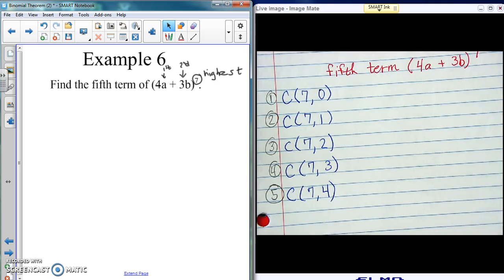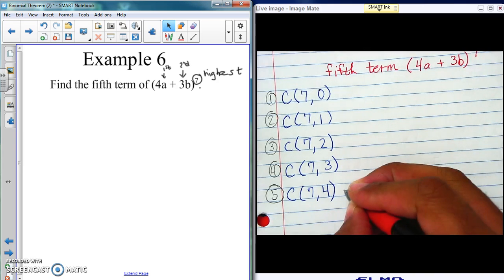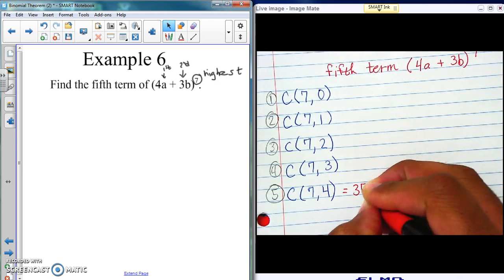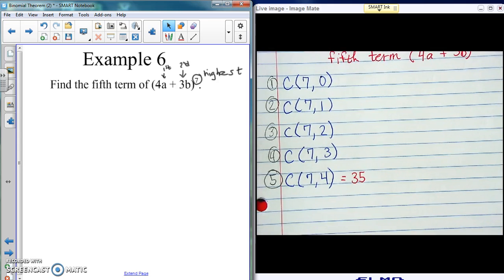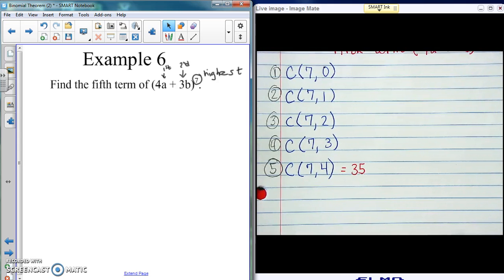So we need to find the combination of 7 and 4. If you put that into the calculator, you should get an answer of 35. So at this point, go ahead and put that in the calculator and check yourself to make sure that you did get 35. Okay, so everybody should have gotten 35. Hopefully you did that really quickly, because that's not a long process.